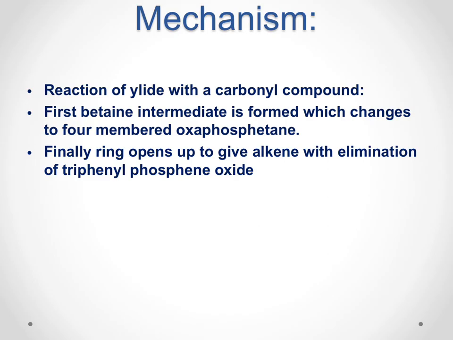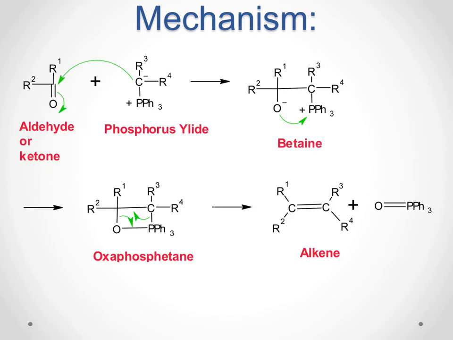So this again involves two steps. First is betaine intermediate formation, which changes into a 4-membered oxaphosphetane ring, and then finally this ring opens up to generate a highly substituted alkene via elimination of triphenylphosphine oxide.